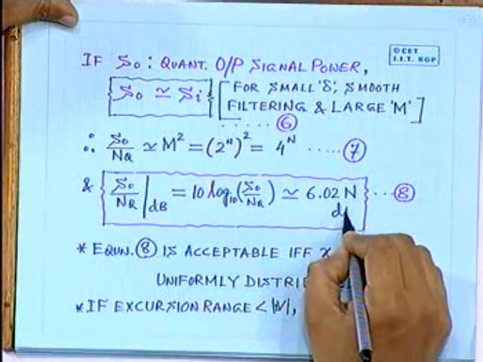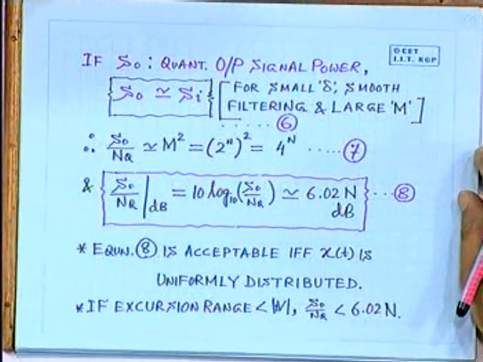For the time being, let it be simple to remember that if the signal is uniformly distributed within plus minus V, and n bits are spent for representing one sample at the quantizer output after quantization, then the approximate signal to quantization noise power ratio in dB is 6 n. So this is 6.02 n dB.